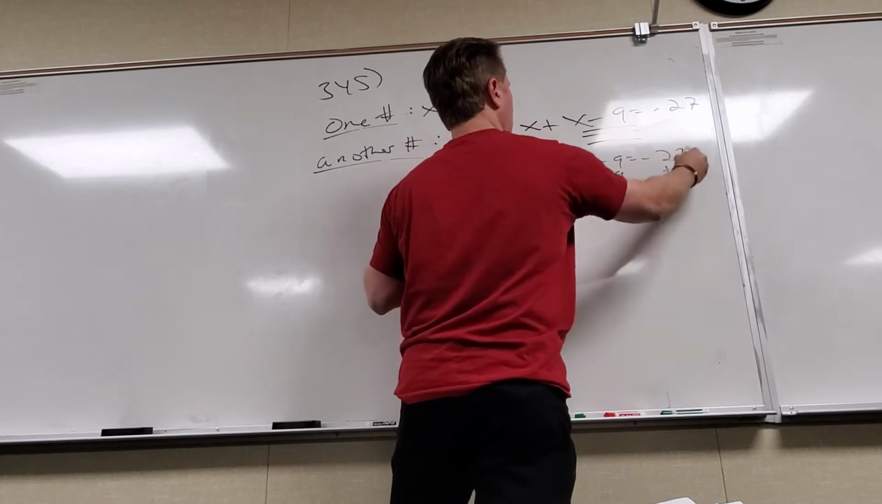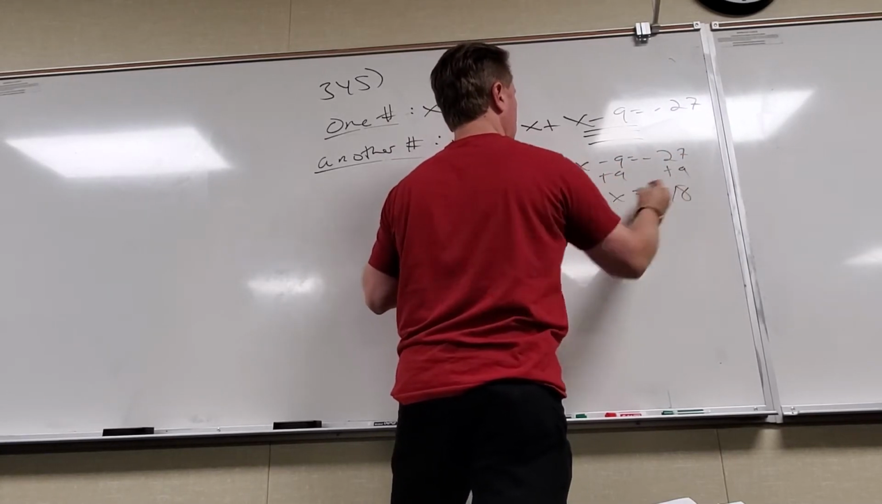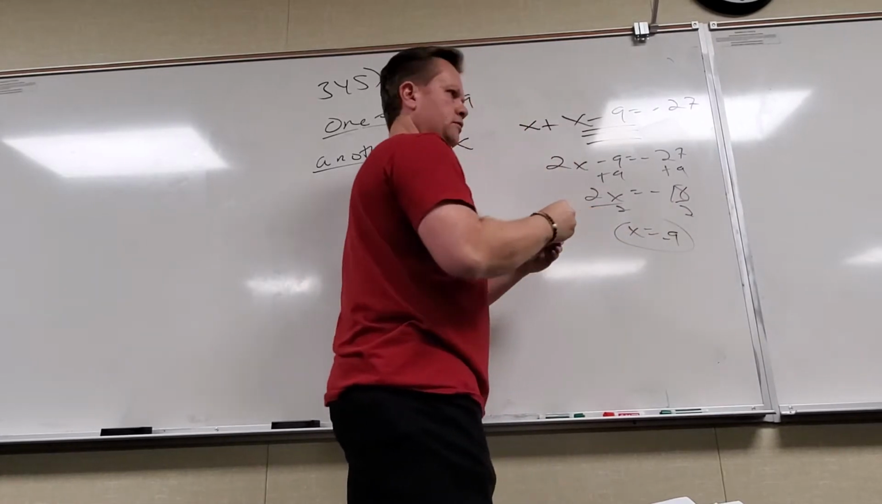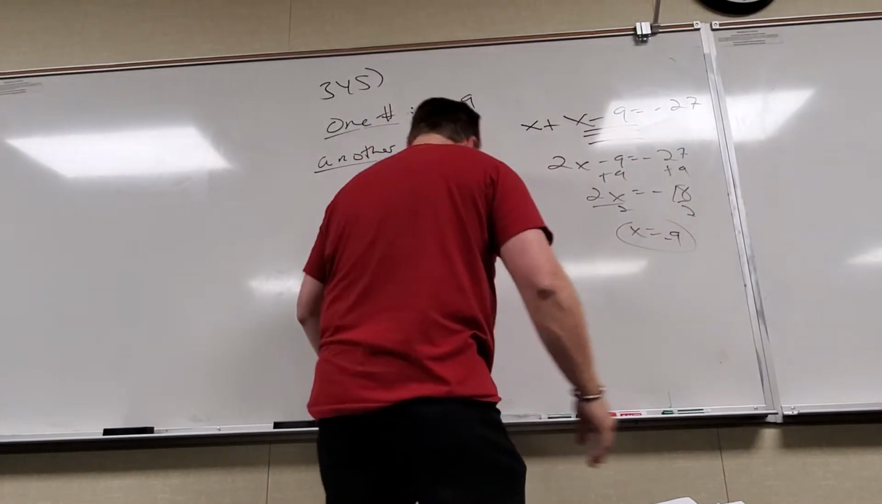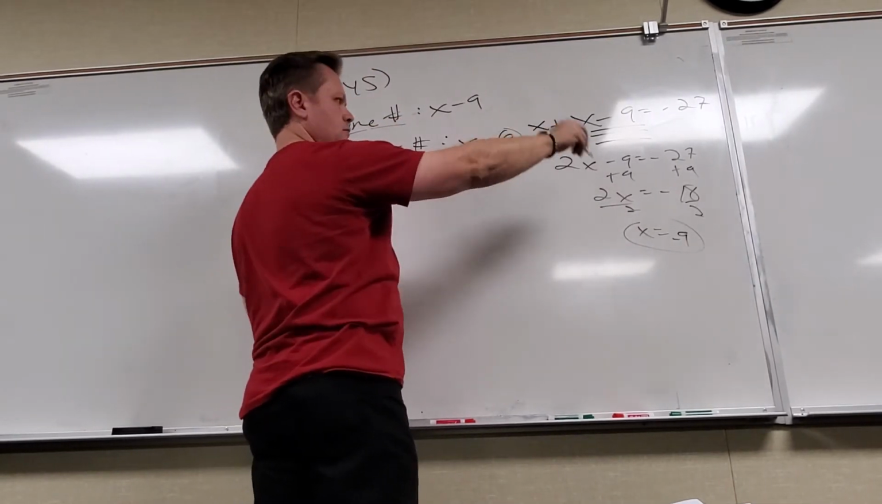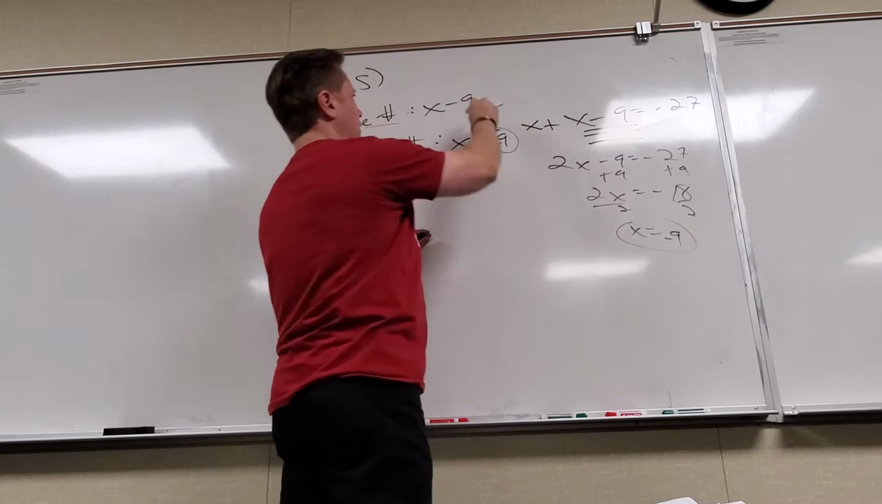Add 9, 2x equals negative 18, divide by 2, x is negative 9. Oh, you're the dead one, huh? So x equals negative 9. So what is this one?